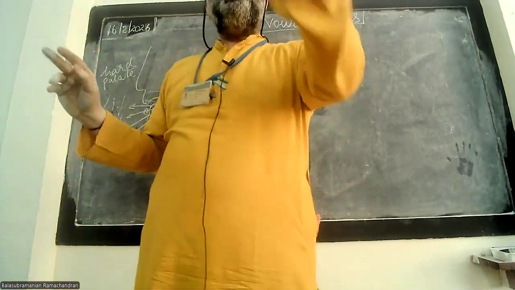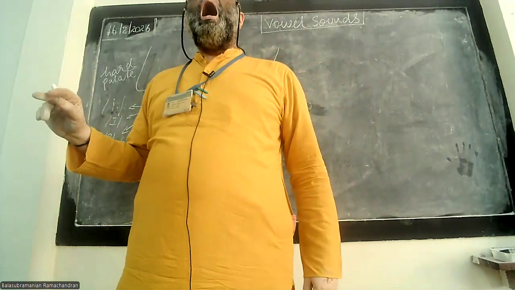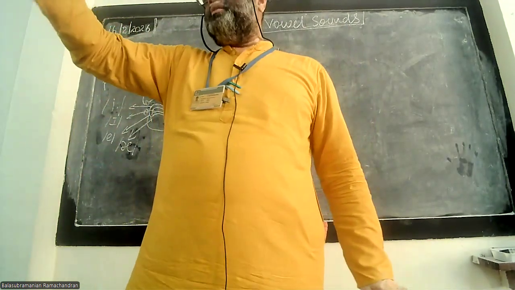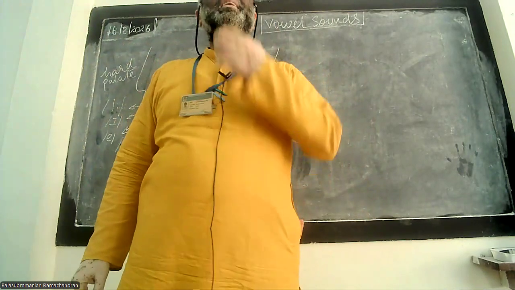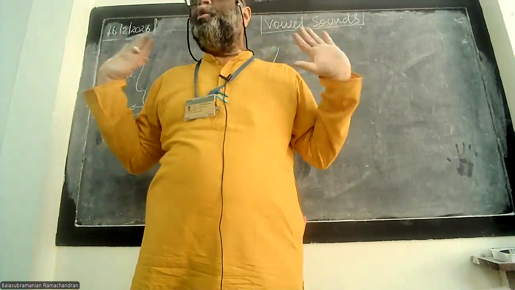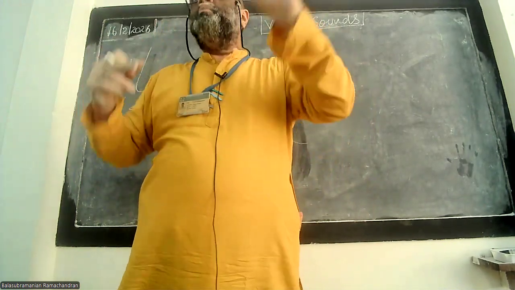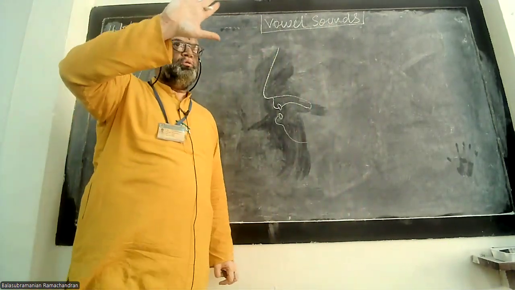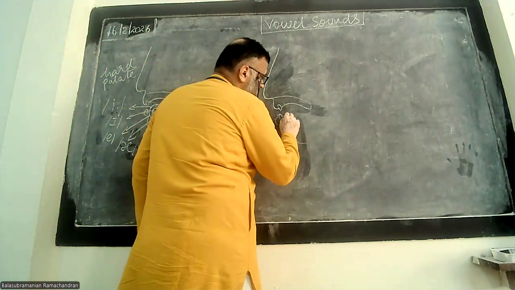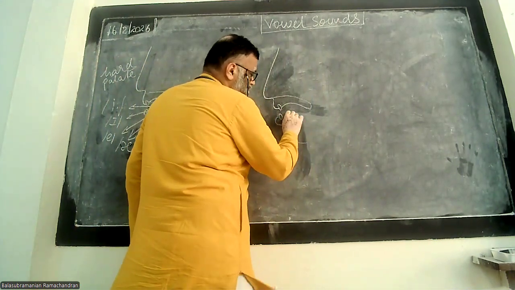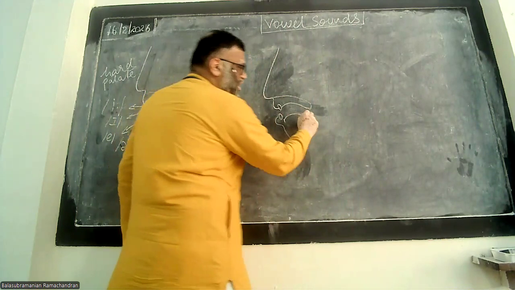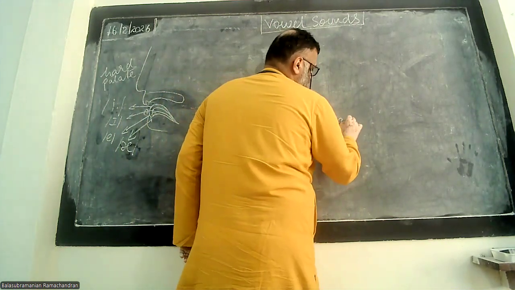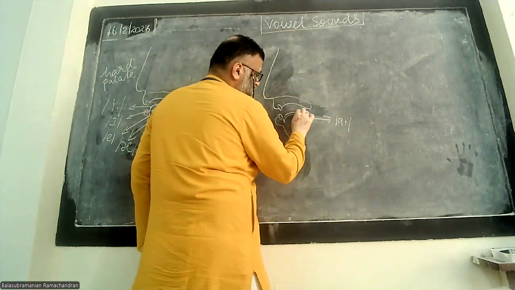But between E and R, the difference is very clear. You produce E, you don't open the mouth much. You just smile. But for R, it is very clear. You are opening your mouth. So here, the back part of the tongue is involved.